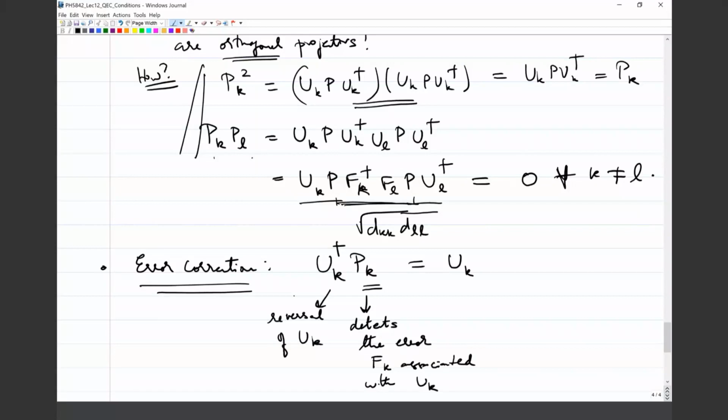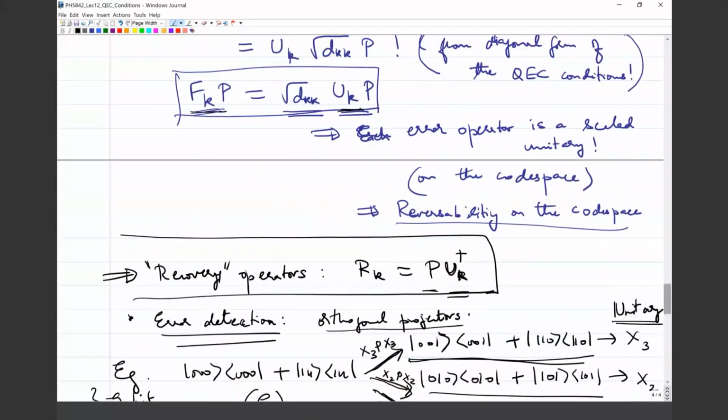So I hope this makes it clear. So then I have UK dagger, UKP, UK dagger, and this is nothing but P, UK dagger. So this is what I called the recovery operators, RK here. So that is where I got this form of the recovery operator from. Once I do the polar decomposition, I get unitaries UK, and then the recovery is simply UK dagger followed by projection on the code space.